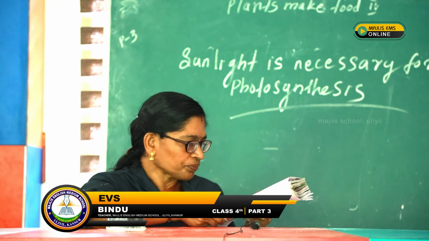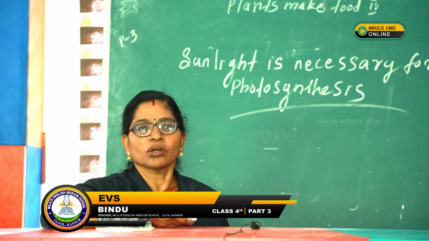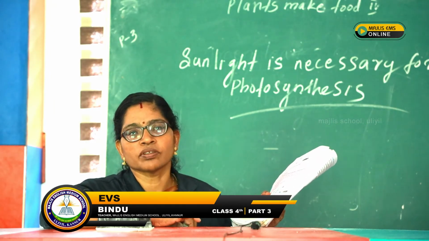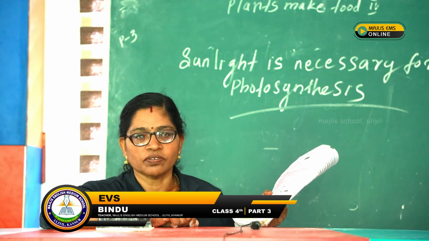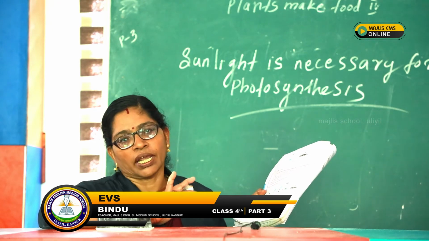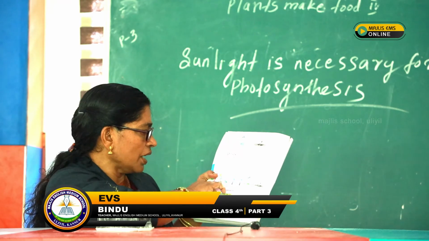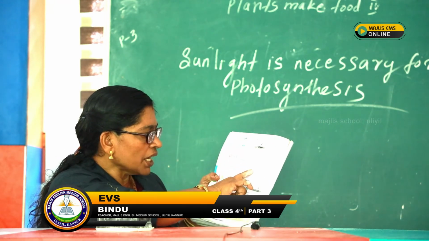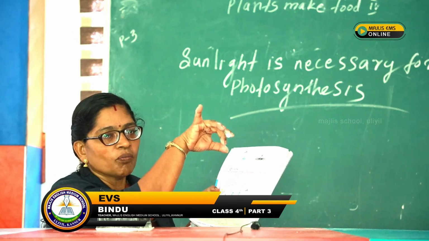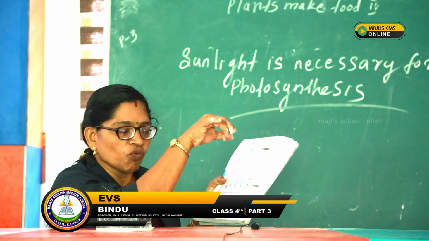Then another one, which is the green pigment? Chlorophyll is the green pigment, and chlorophyll also is necessary for photosynthesis. Sunlight, water, chlorophyll, these all are agents of photosynthesis. And in another experiment, you take a variegated plant, that is partially green and partially white.